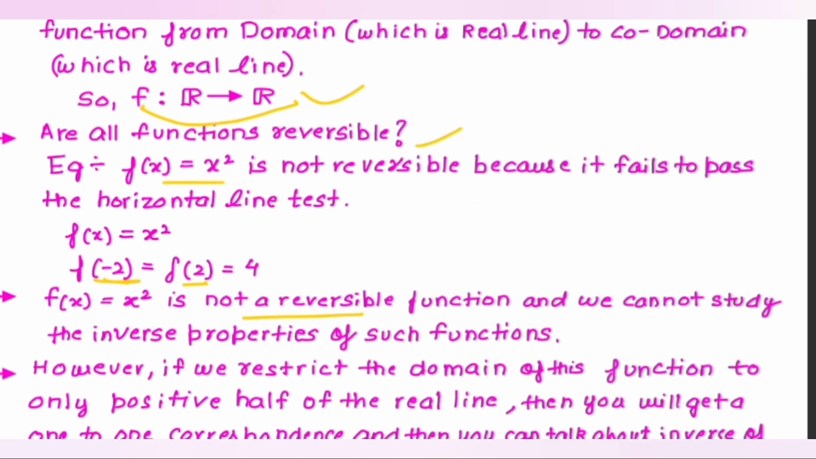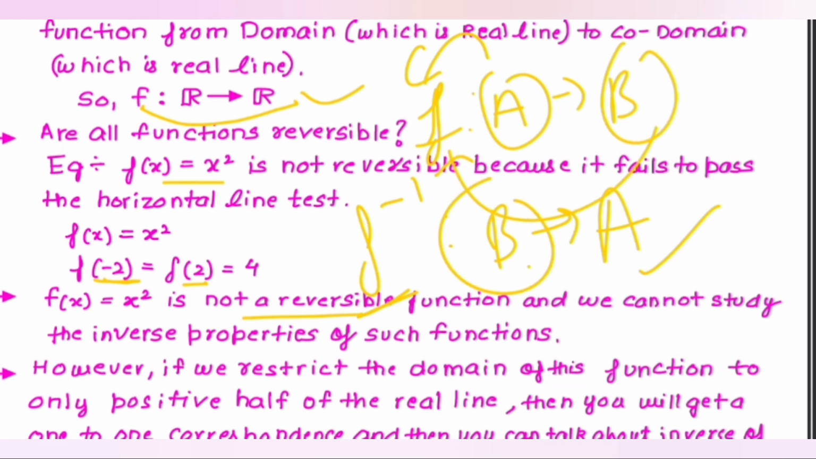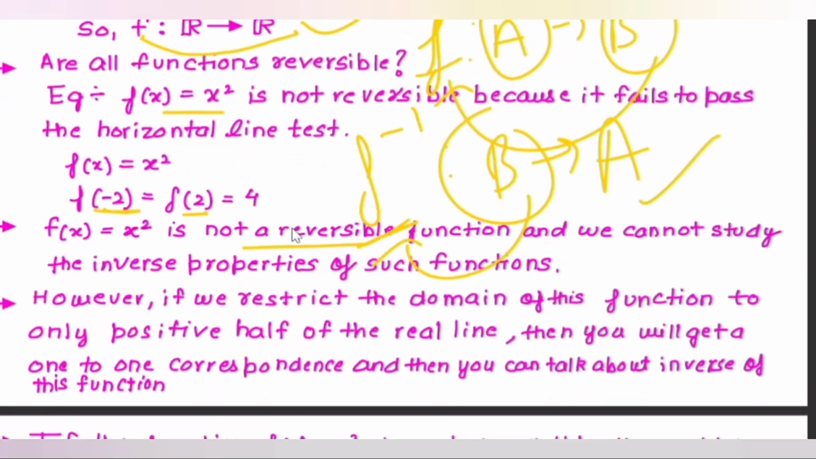So if I have defined a function f from a to b, and I am asked to write its inverse, only my domain and codomain will be swapped. Suppose a is the domain of my function f, then for f inverse, a will be its codomain, and if b is the codomain of function f, for its inverse, b will be its domain. This is what is written here.